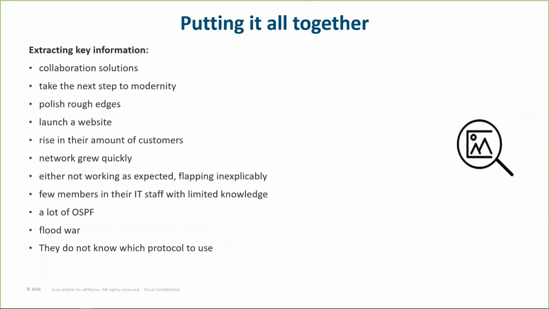So when we extract the key information, we get the collaboration solutions, the next step to modernity, and all the phrases we have already mentioned. Now this is the moment when we ask the questions and understand what we have. If we go one by one, we get collaboration solutions, and my first question would be: is QoS implemented? We have video, audio, voice there. Is this implemented? Can we do it? What is our design goal? According to them, they want to take the next step to modernity. So this is their goal.